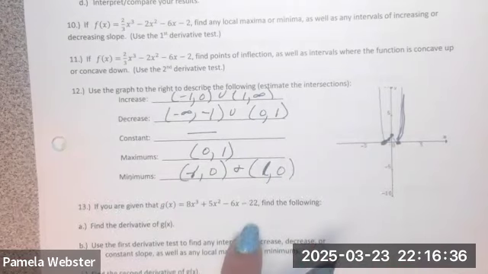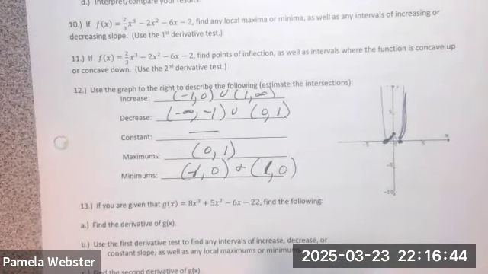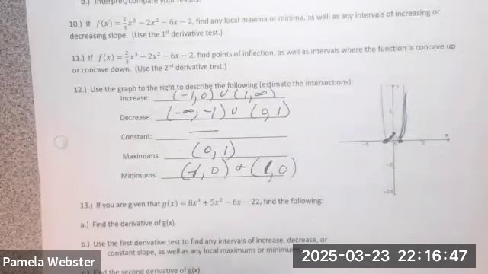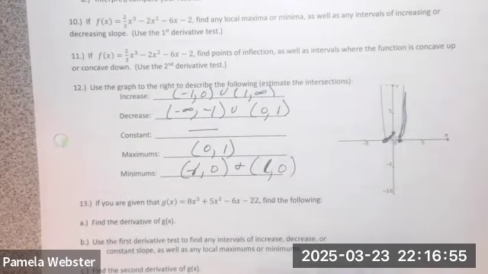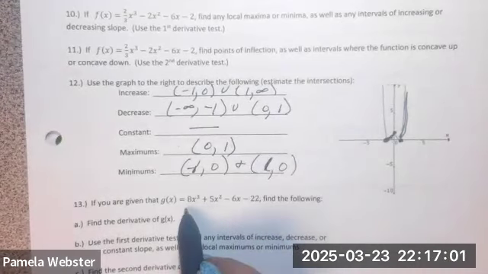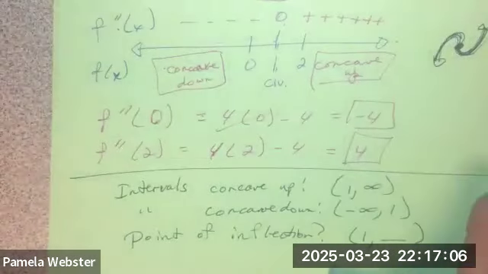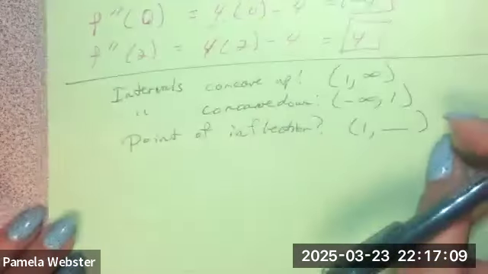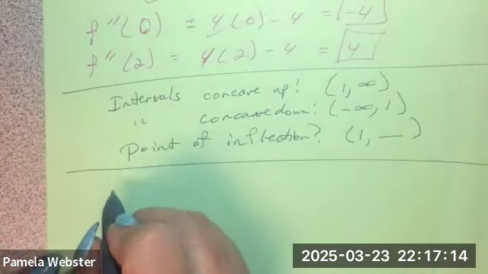Okay, and then here's one where I ask you to put it all together. Here's your function. Find the derivative. Use the first derivative test to find intervals of increase, decrease, constant, local maxes and mins. Find the second derivative. Use the second derivative test for intervals of concave up, concave down, any points of inflection. Use all the information to sketch your graph. Now notice that this is an x to the third, and it's positive, so we know basically what we think this guy's going to look like, but just so we all see it, number 13.